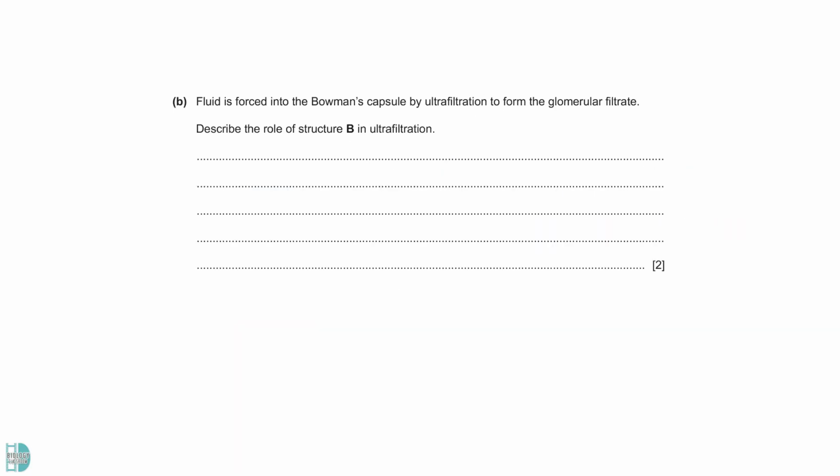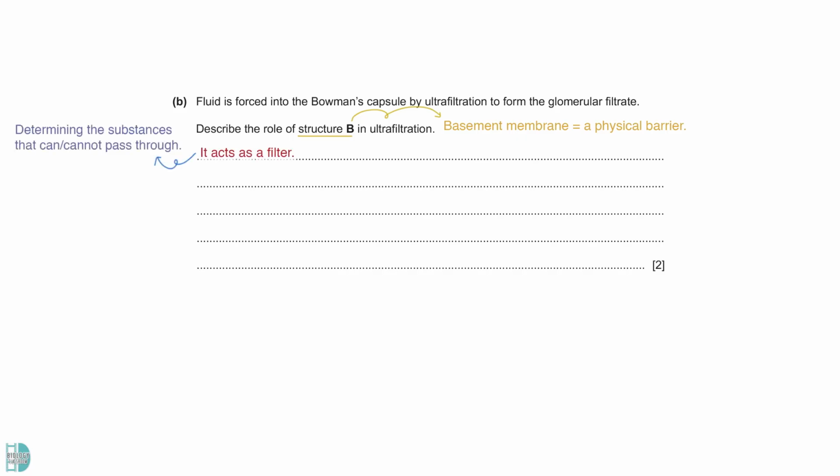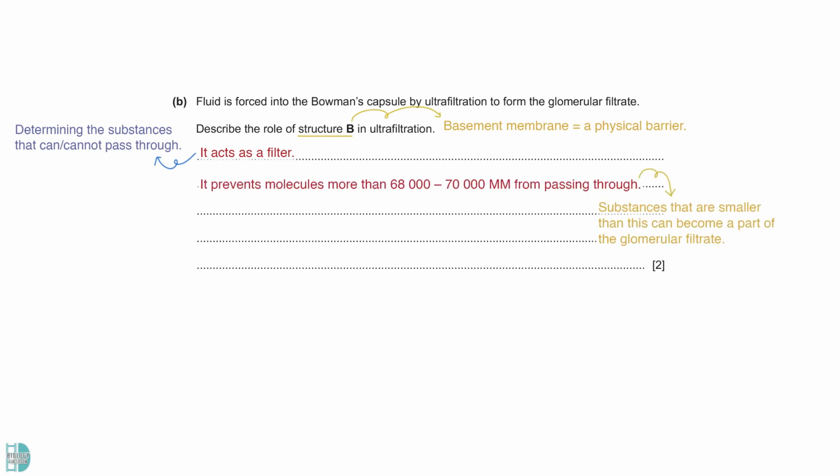B. Describe the role of structure B in ultrafiltration. The basement membrane is a physical barrier. It acts as the filter, determining the substances that can and cannot pass through. Anything with a relative molecular mass of over 68,000 to 70,000 is not allowed to pass through. Only substances that are smaller than this can become part of the glomerular filtrate. This stops large plasma proteins and red blood cells from moving out from the glomerulus as they are required to function in the blood.